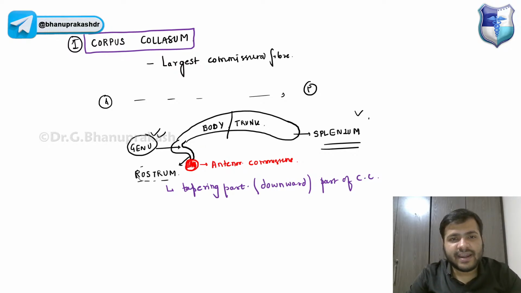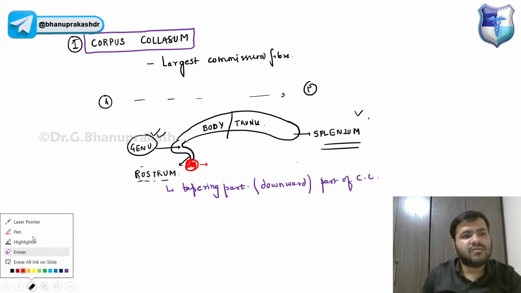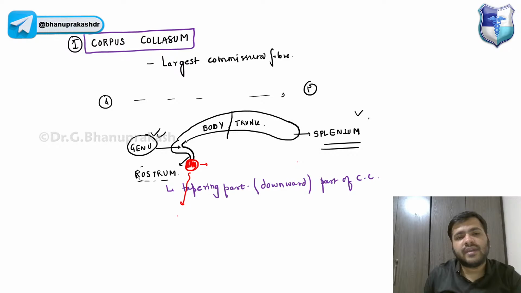So that is the anterior commissure, guys, that you have to appreciate. That is just below the rostrum part. Now, if you see the splenium over here, I'm writing this anterior commissure over here. Yes, these are the anterior commissure fibers.